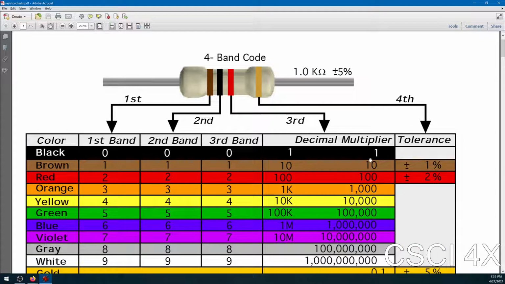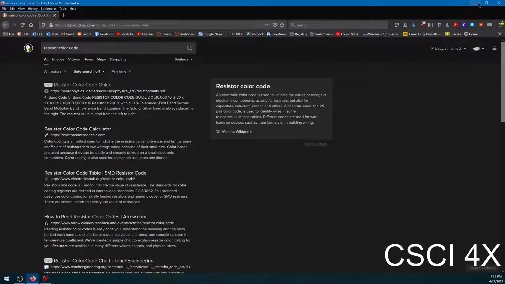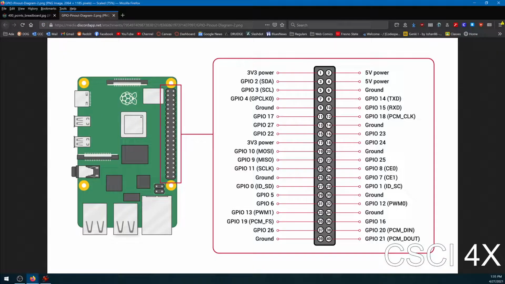So if you want to read a resistor, the first thing you have to do is look at where the metal band is. There's going to be silver or gold on the right hand side, and that shows you which way to read, left to right. So this would be red, red, red, brown. And the gold just means the tolerance of it. They're all basically gold these days.